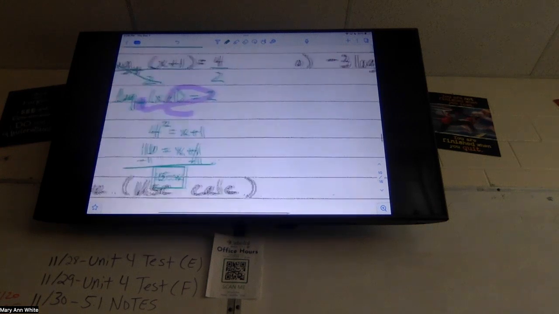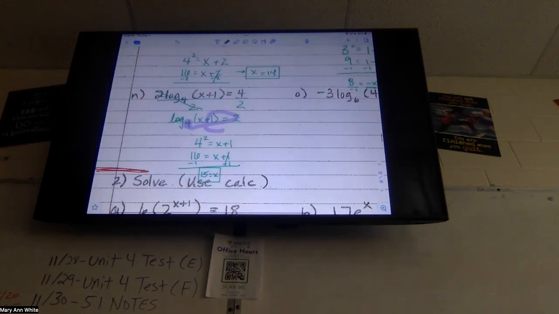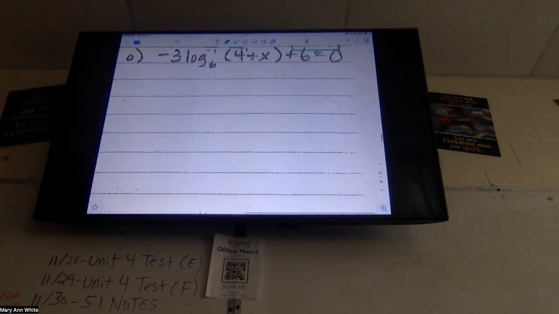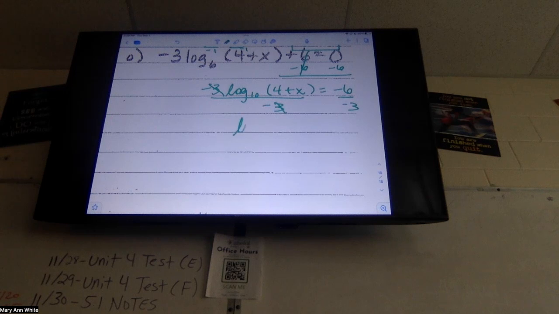We're gonna do the same thing for letter O. However, I have to move 2 things. How do I move that 6? Minus. -3 log base 6 of 4 plus x equals -6. Then what? Good, get rid of that -3 by dividing. So log base 6 of 4 plus x equals 2.